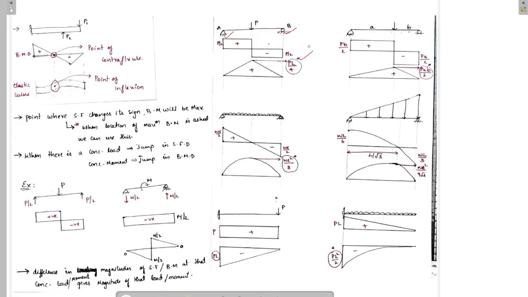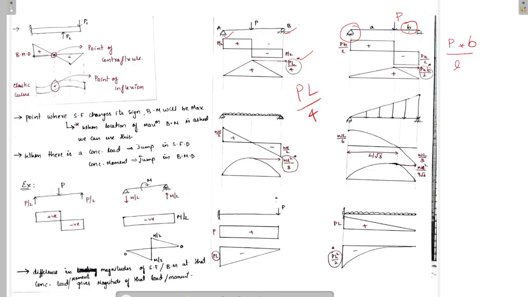And we should remember this: in case of a concentrated load acting at the center, the maximum bending moment will be at the center and its magnitude will be PL by 4. Same way, if you want to calculate the reaction acting at this point, we have to consider this part of the beam. This is a shortcut so that it will be easy.